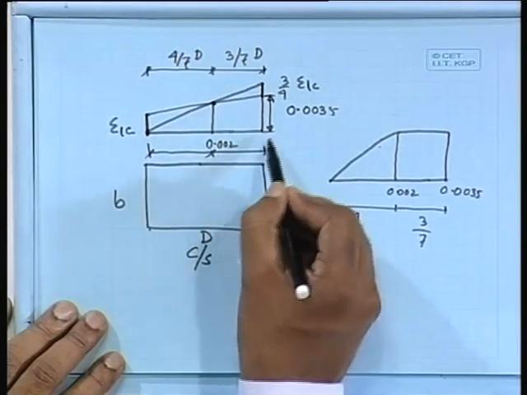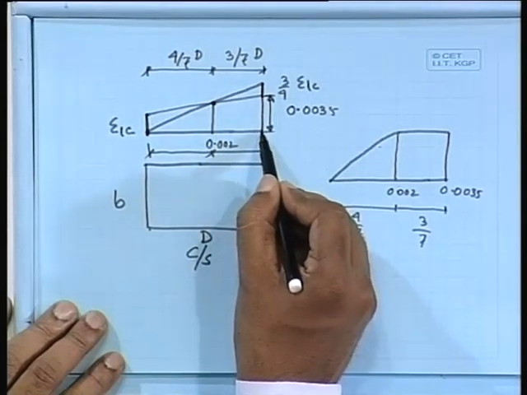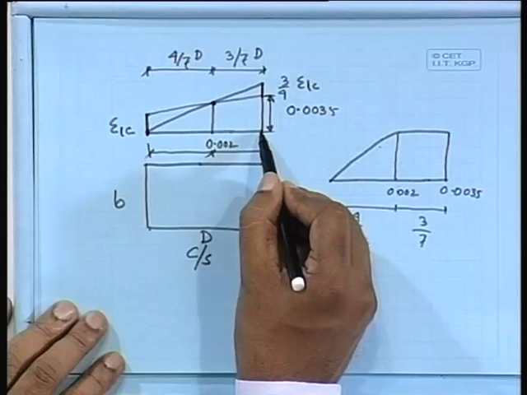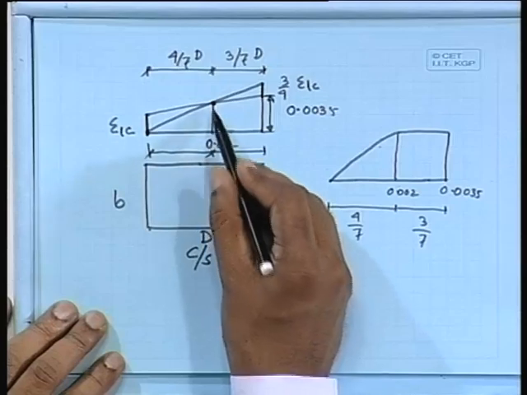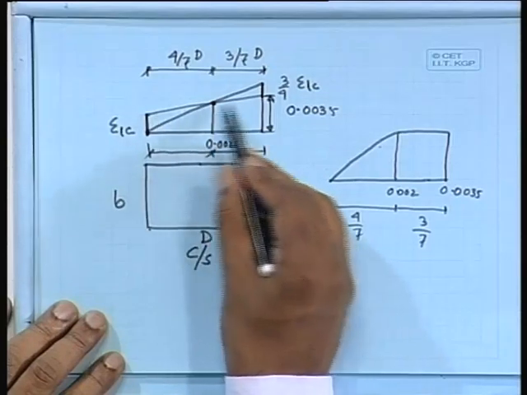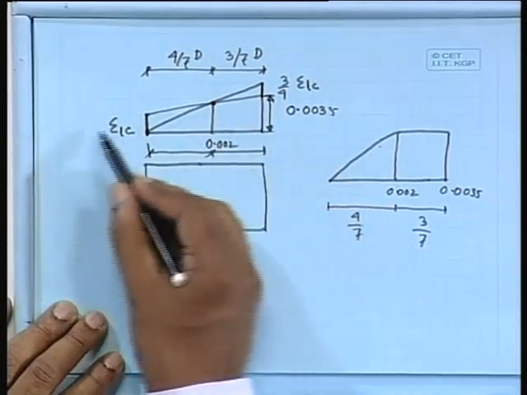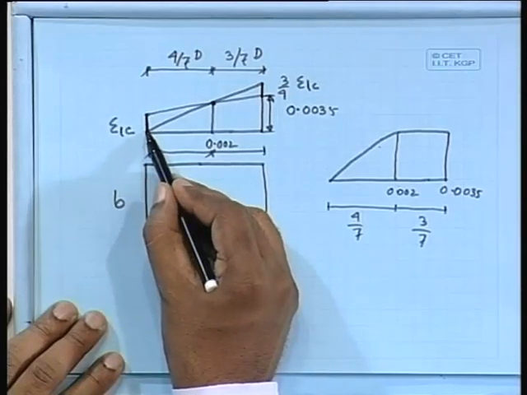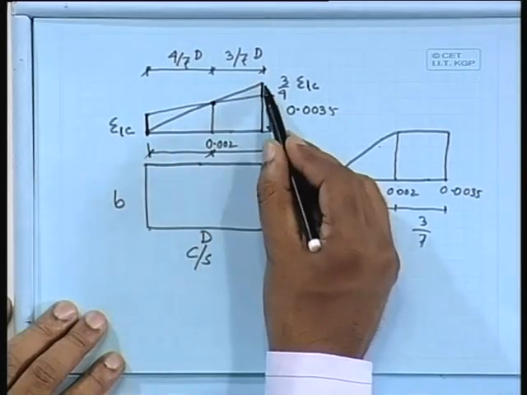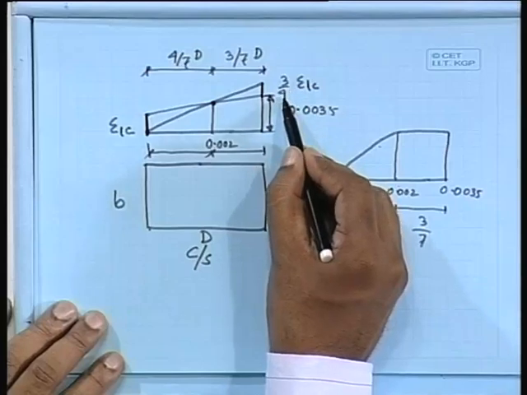What is the pivot point? The pivot point is from the maximum compression side at a distance of 3/7 of D. At a distance of 3/7 of D, there we are getting 0.002. With respect to that, our stress strain diagram rotates. So I shall get a certain compression strain here, and corresponding to it I shall get 3/4, which is nothing but 0.75.